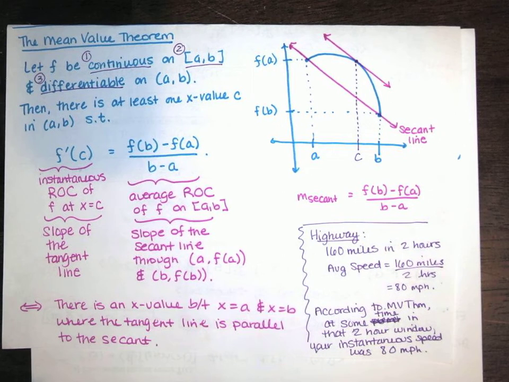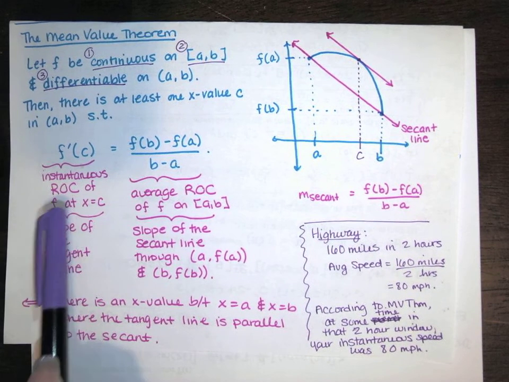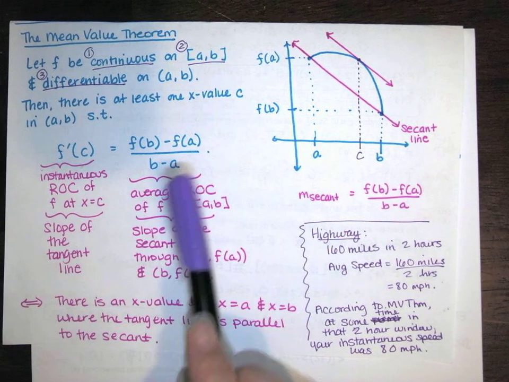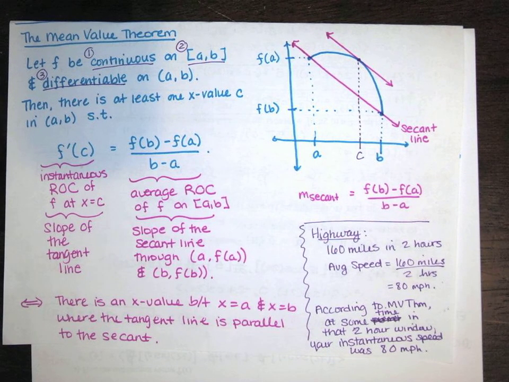We're not guaranteed that you're going 80 miles per hour the whole time, but the mean value theorem says if you were going an average of 80 miles per hour, at some point you had to be going the average. At some point, there's some instant when your rate of change at that instant is equal to your rate of change on average.